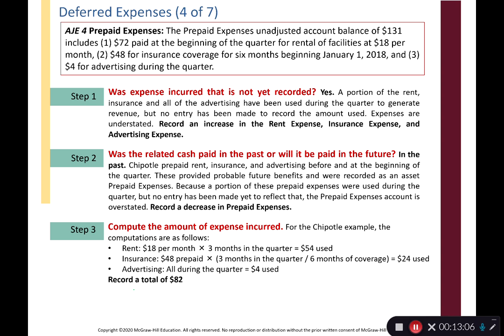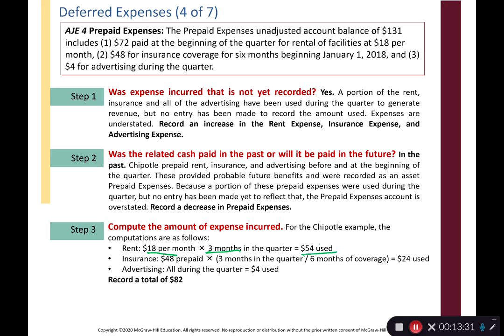Was the cash paid in the past, or will it be paid in the future? It was paid in the past. We prepaid the rent, insurance, and advertising before we used it. So then we have to figure out how much has been used. Well, if the rent is $18 per month and 3 months have went by, this is where using your fingers would be helpful, then we know we've used $54.